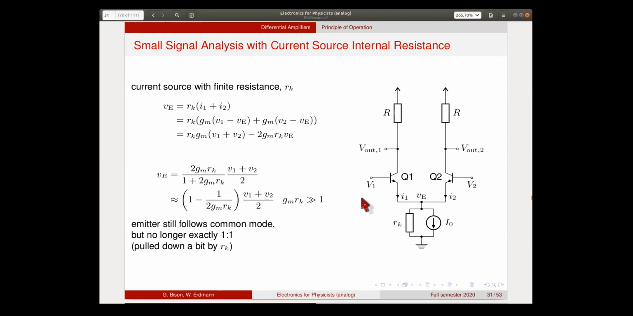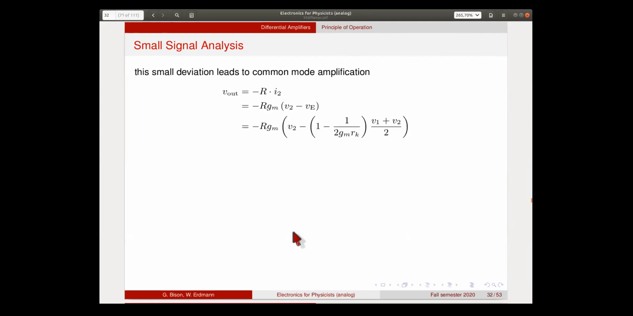Okay, so the emitter still follows the common mode of the two voltages, but the factor with which it follows is not exactly 1. And the reason that it's not exactly 1 is, of course, that this RK always pulls it down a little bit. So the factor in front of the common mode is slightly less than 1. Now, this may seem insignificant. However, it leads now to a common mode amplification of the whole thing.